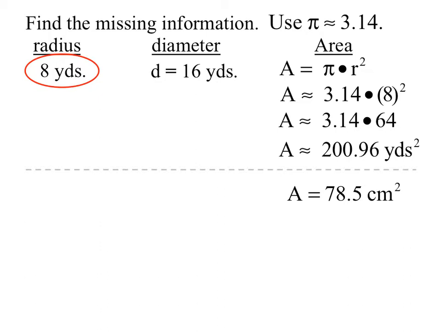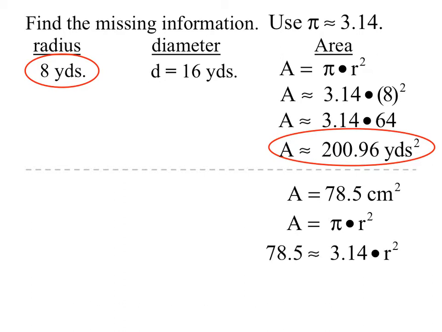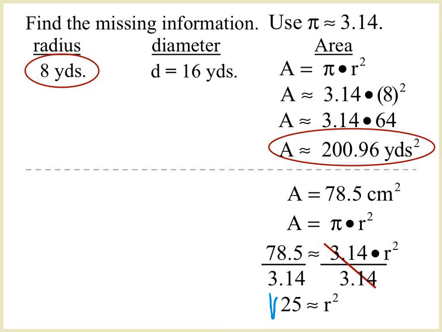On the other hand, if I'm given the area, I should be able to find the radius. So I start with my area formula, and I substitute what's given. 78.5 is given, and we also know the value of pi. So I divide both sides by 3.14, and what I get is 25 is equal to r squared. I can do anything to an equation as long as I do it to both sides. So if I take the square root of 25 and I take the square root of r squared, the square root of r squared is r, which is equal to the square root of 25, which is plus or minus 5. But it can't be a negative 5.